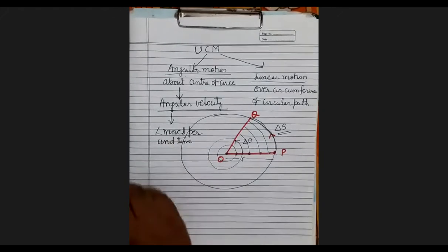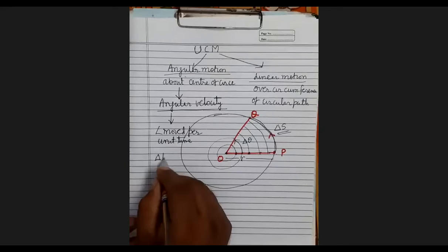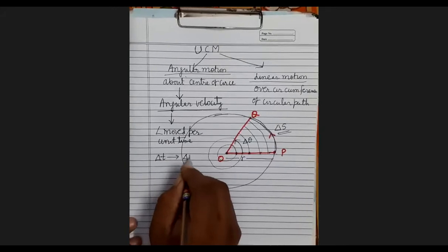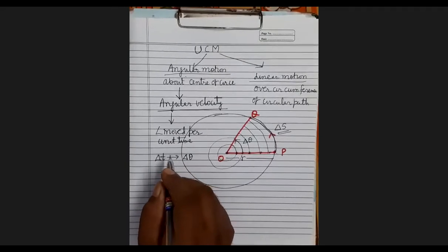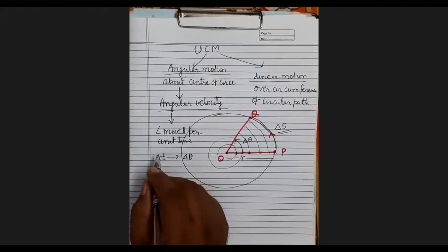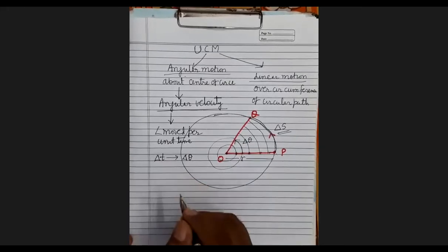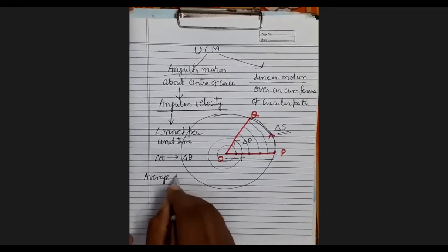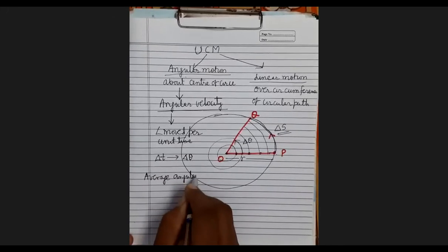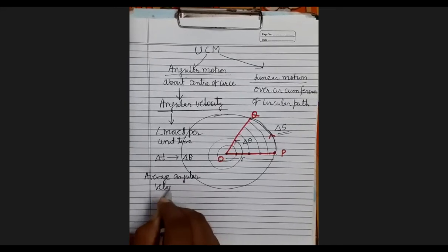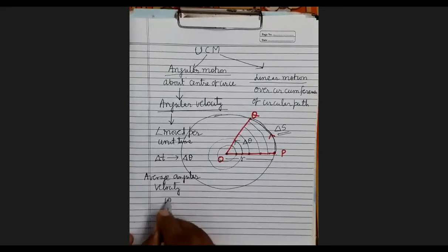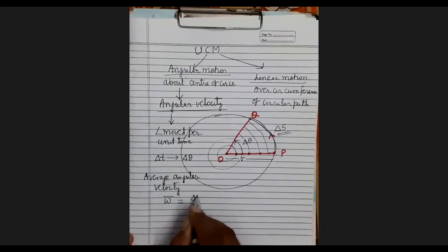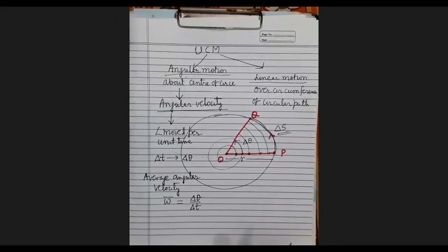If in a time interval delta t, the particle moves by an angle delta theta, then what will be the average angular velocity? You can see omega will be equal to delta theta upon delta t. This will be the average angular velocity.